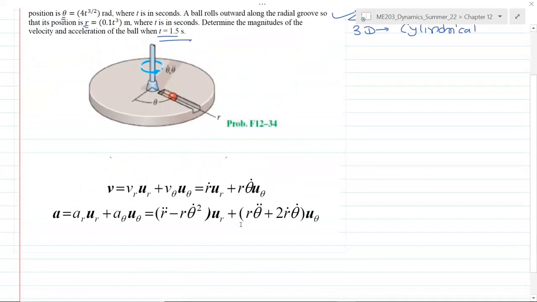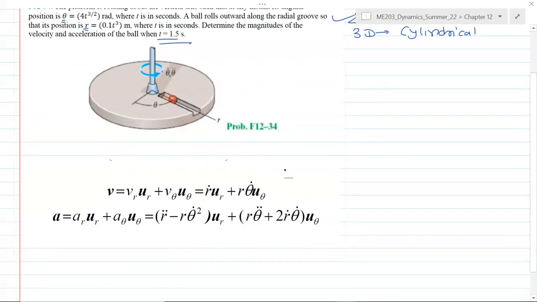To calculate velocity and acceleration, we will make use of the given formula, where velocity has radial and transverse components, and Vr is r dot, and V theta is given by r theta dot. Acceleration has these two terms, radial and transverse, where radial acceleration is given by this equation and transverse acceleration is given by this equation.